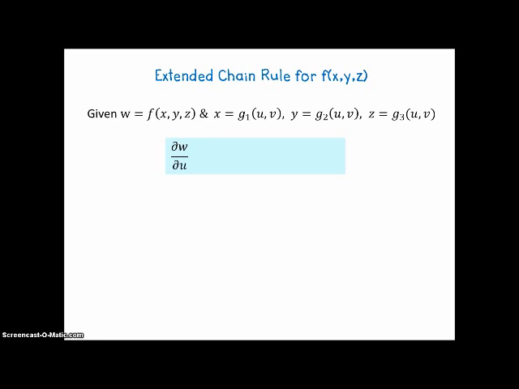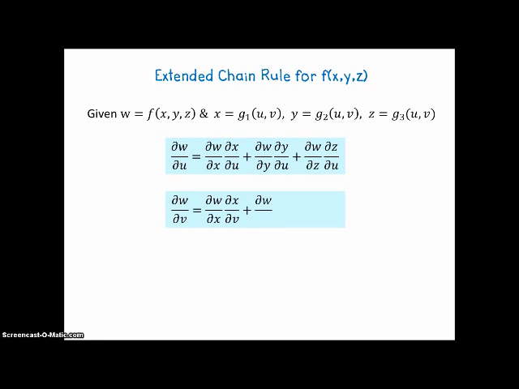Extended chain rule for a function of 3 variables. In addition to having a function of 3 variables, each of the inner functions could be a function of 2 variables. In that case, we have 2 partial derivatives. One with respect to independent variable u, and one with respect to independent variable v. Notice that u and v are the independent variables. In the previous examples, t was the independent variable. Now notice that here all the derivatives are partial derivatives because all the functions are multivariable.